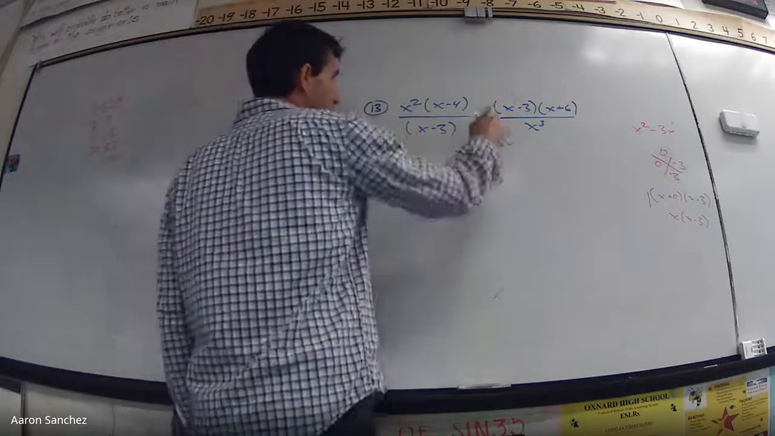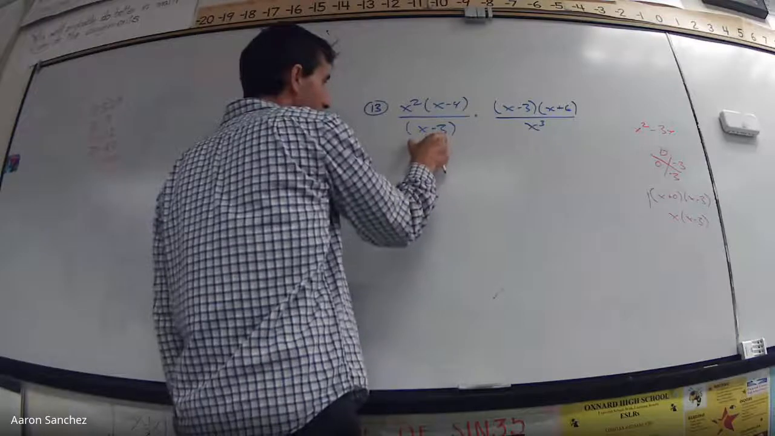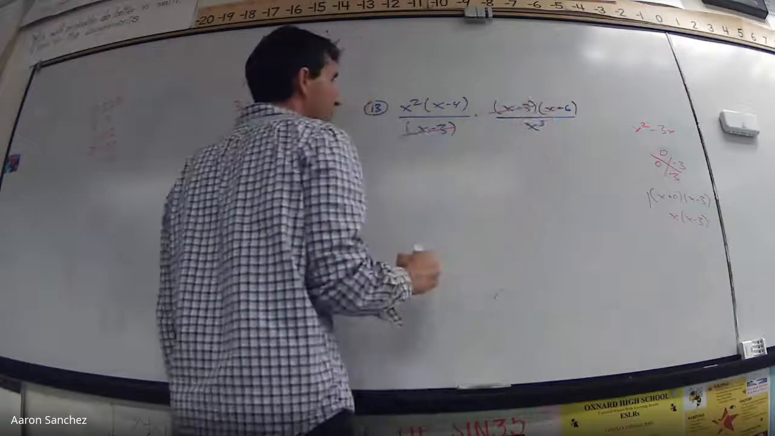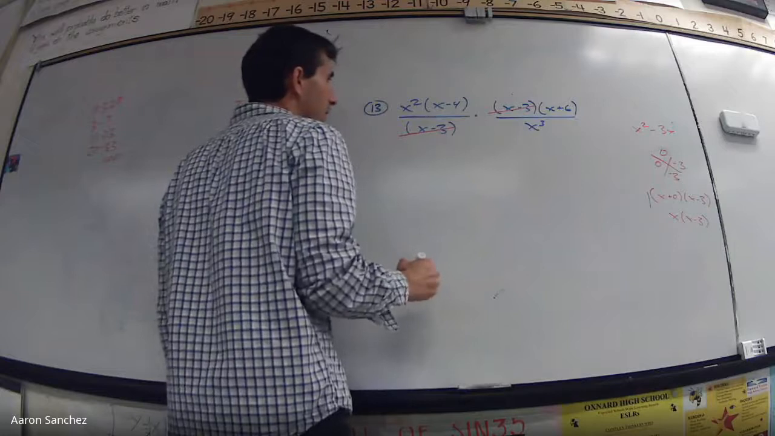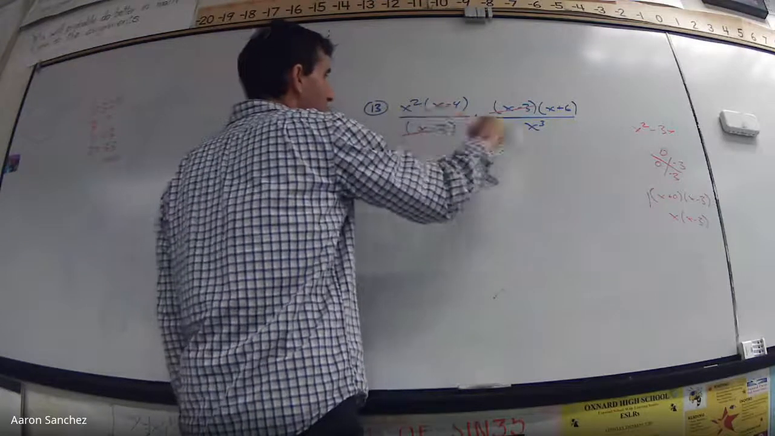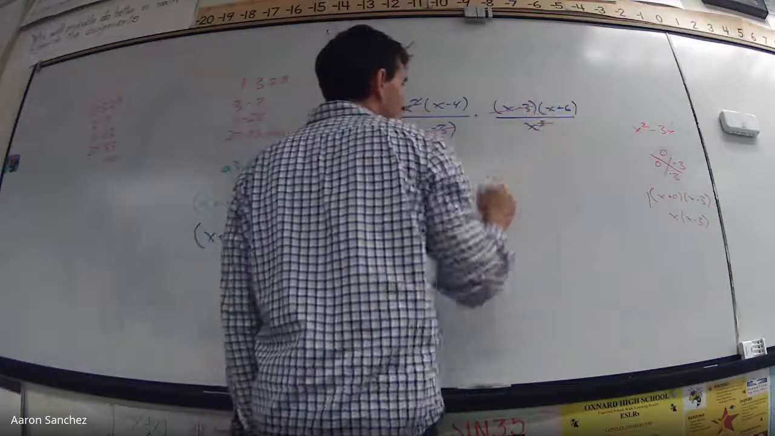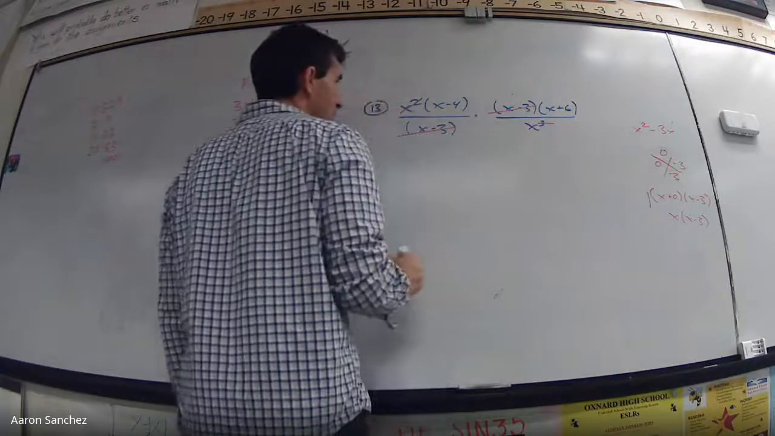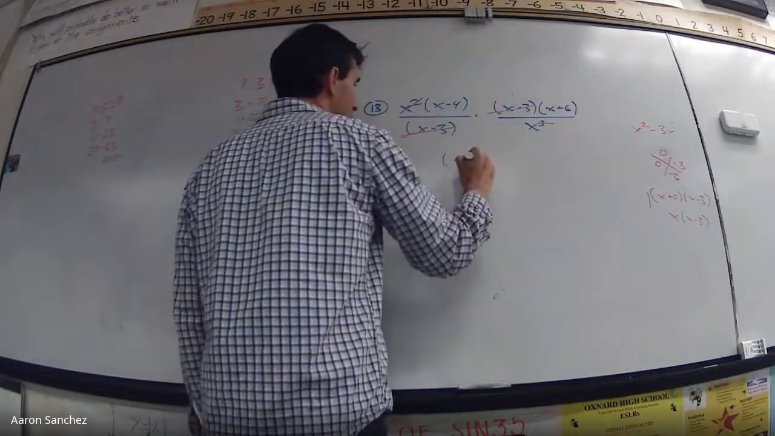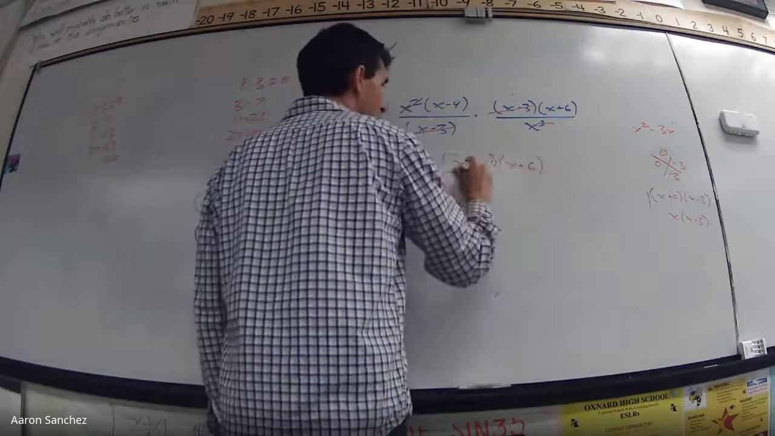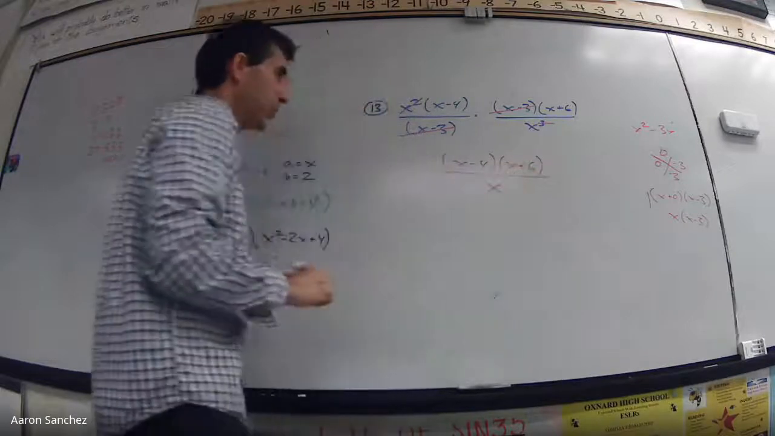X minus 3, x minus 3. Since it's the whole thing, you can cross the whole thing out. That's it. Now, x squared, x cubed, got 2 x's, so I get rid of 2 x's, I have 1 x left over. And so my final answer is x minus 4 times x plus 6 all over x. Multiplied it.